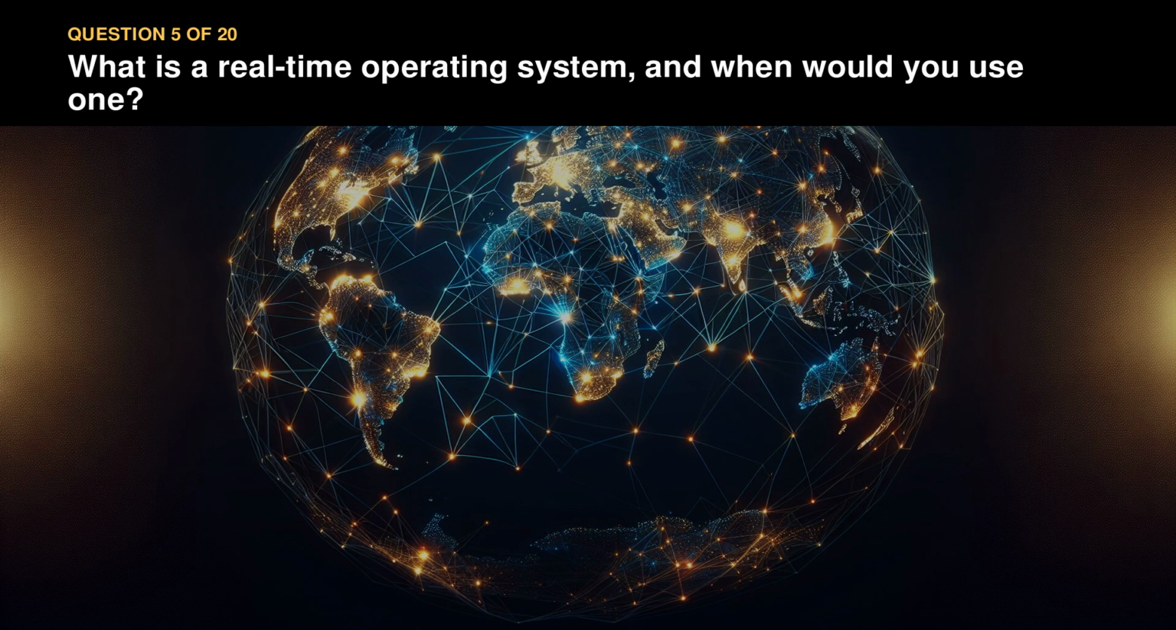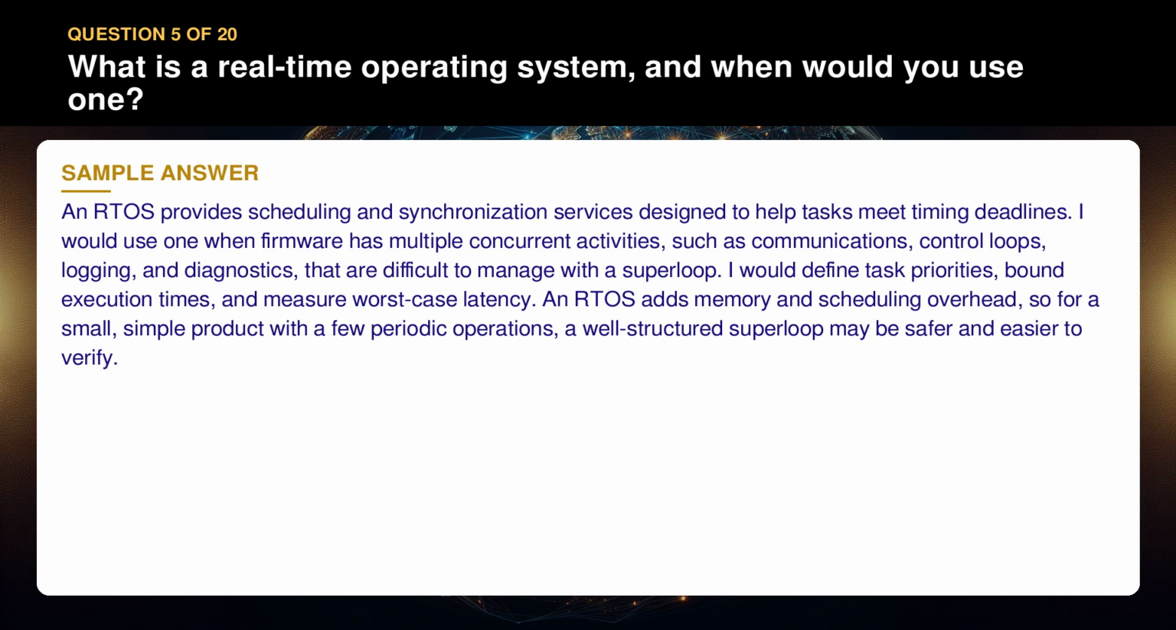Question 5. What is a real-time operating system, and when would you use one? An RTOS provides scheduling and synchronization services designed to help tasks meet timing deadlines. I would use one when firmware has multiple concurrent activities, such as communications, control loops, logging, and diagnostics, that are difficult to manage with a superloop.